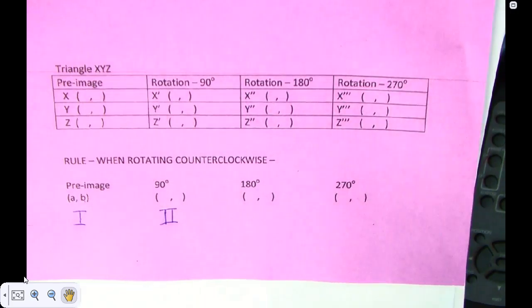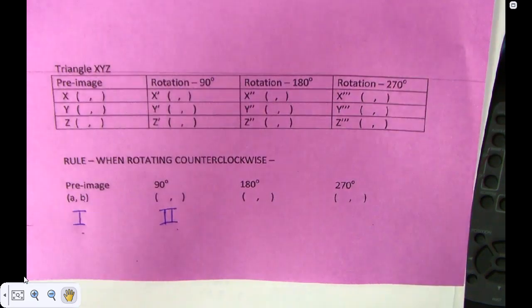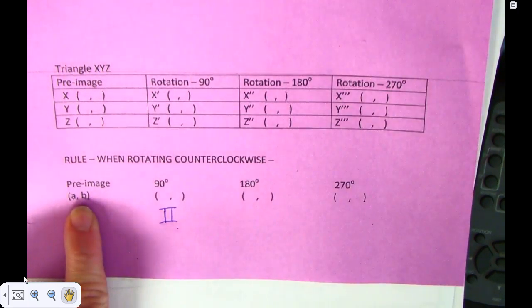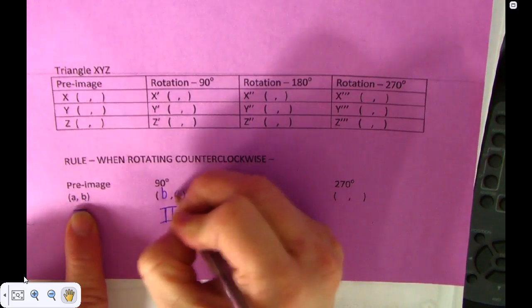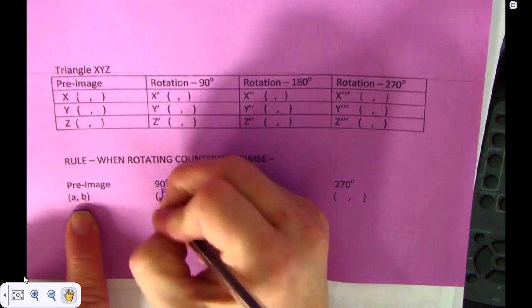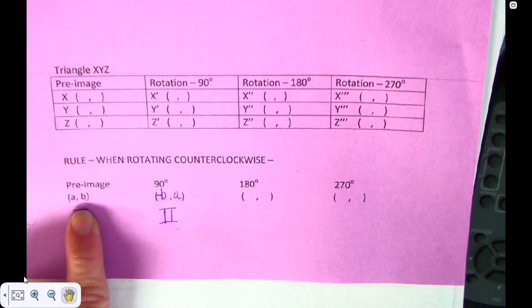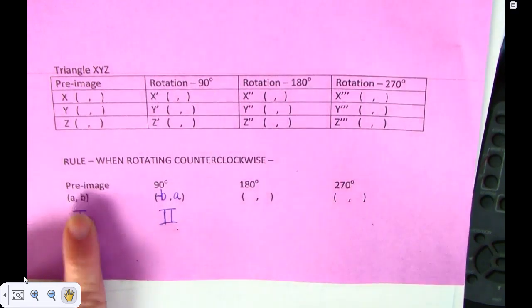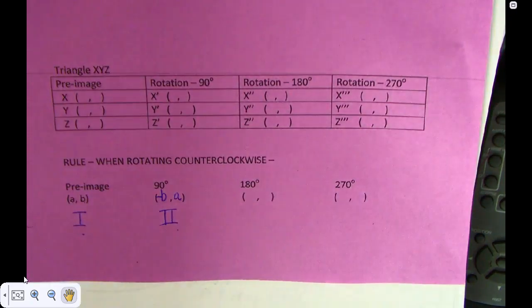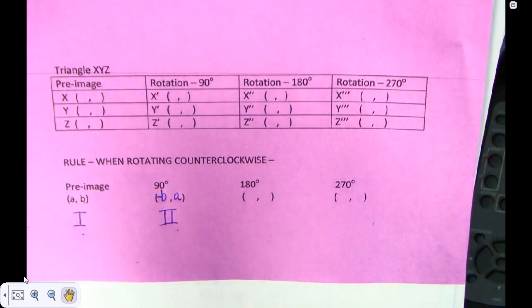Now, who can tell me the trick, the rule, what happens when I go from 1 to 2? I'm making a 90-degree turn. What am I going to do with my coordinates? Switch them, right? I'm going to switch them. But it's going to be what, Tatiana? Negative B, positive A. Why? Because we're in the second quadrant. So it's very important that you know what quadrant you're in.